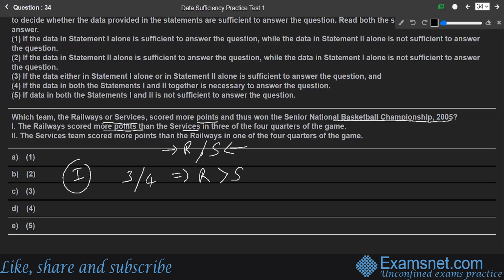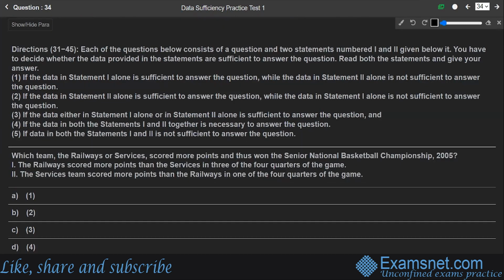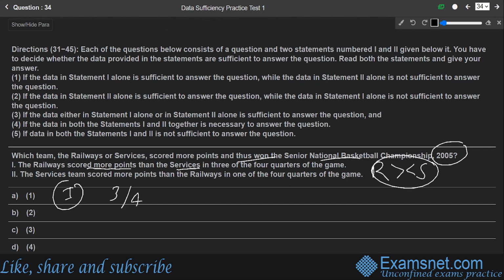So maybe in the fourth round, where the railway... Okay, so the question says, which team, the Railways or Services, scored more points and thus won the Senior National Basketball Championship in 2005? So we have to compare which team won more matches, Railways or Services. The first information says the Railways scored more points than the Services in 3 of the 4 quarters.